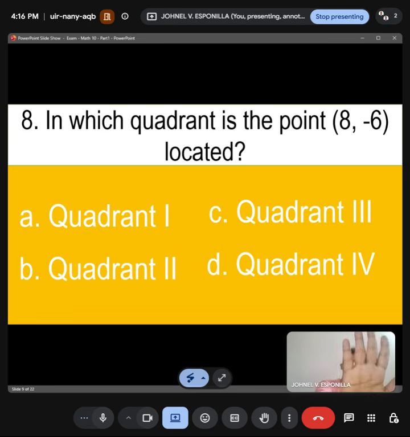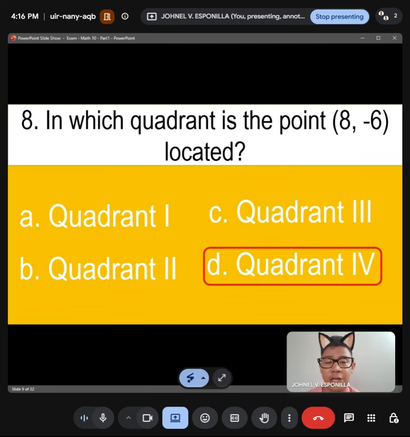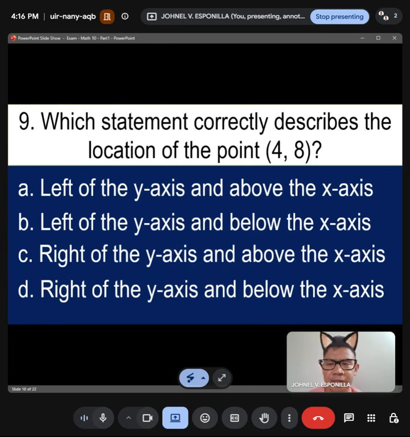Number 8, in which quadrant is the point 8, -6 located? 5 seconds go. Okay, so the signs of our point are positive, negative. That is in quadrant 4. Positive, negative. Number 9. Which statement correctly describes the location of the point 4, 8? 5 seconds go.